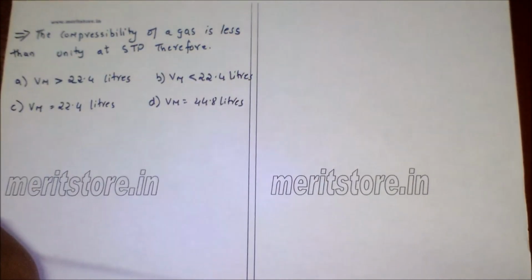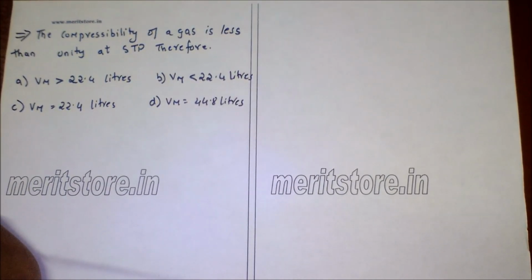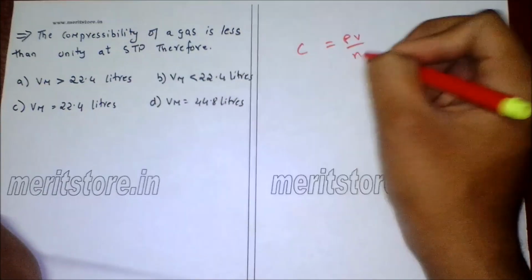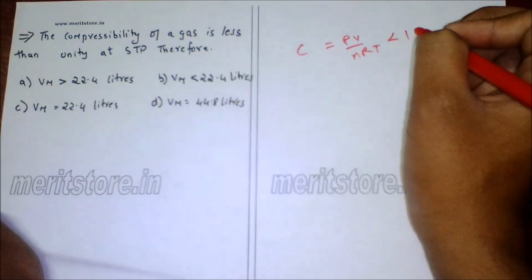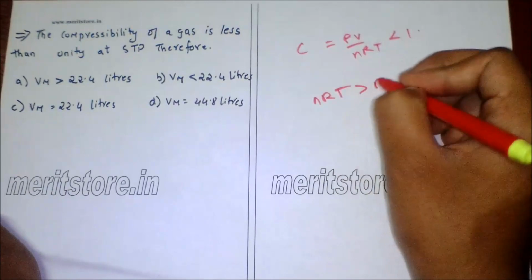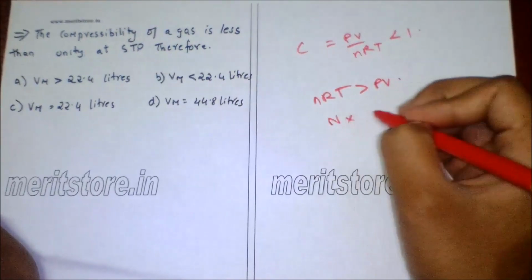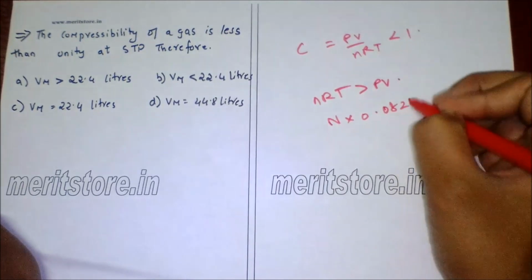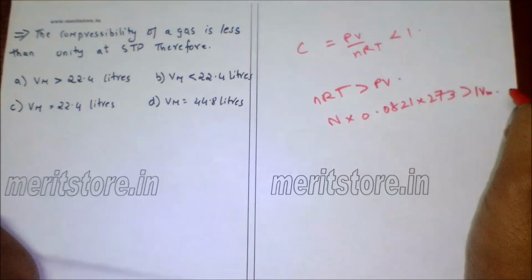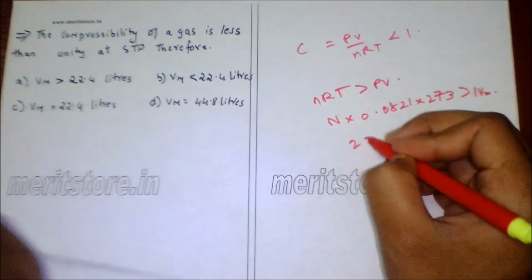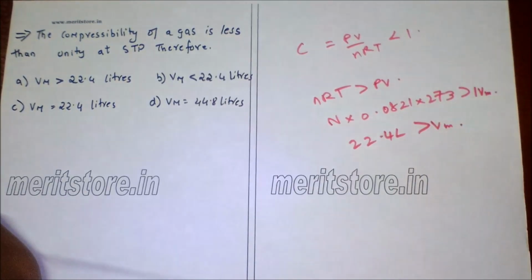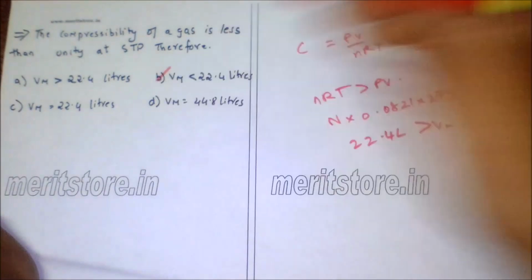Compressibility of gas is less than unity at STP. Therefore, compressibility is equal to PV upon nRT, which is less than 1 at STP, which is given. From this we can interpret that nRT is greater than PV. So n into 0.0821 into 273 is greater than 1 into volume. So 22.4 liters is greater than Vm. So option B is the correct answer.